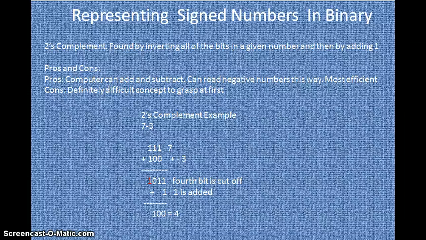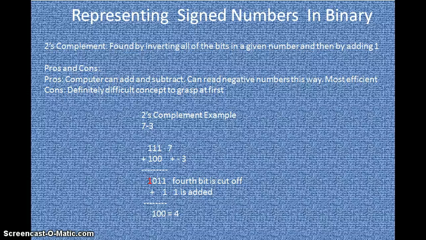Now let's look at our final system, the most efficient and most commonly used, the 2's complement system for representing signed numbers. It is found by inverting all the bits in the given number and then adding 1. So you don't add 1 like right there, but you're going to add the 1 at the end. So let's see what happens here.